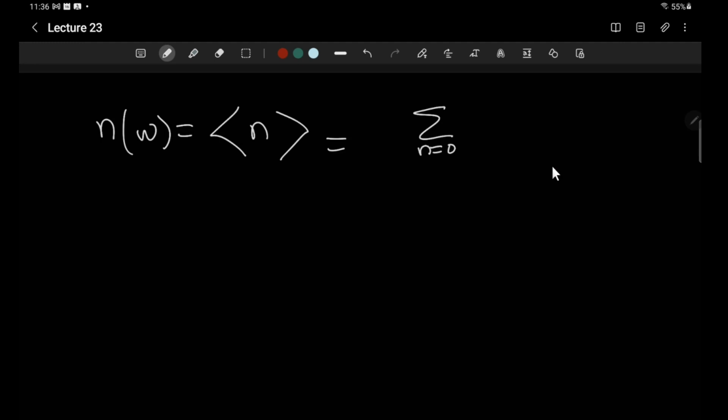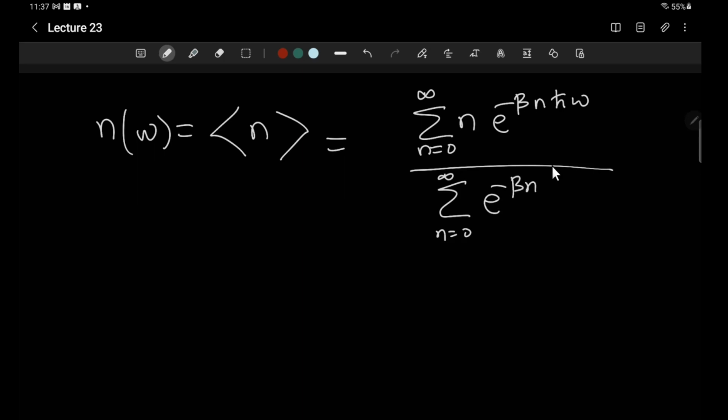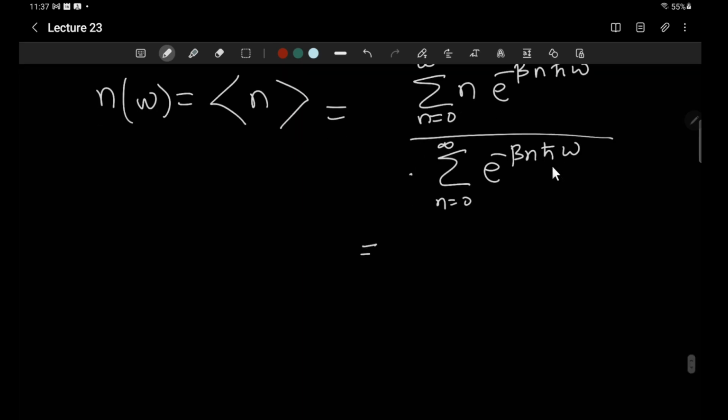We are in the canonical ensemble, so that will be a summation of n times e to the power minus beta times the energy. Omega is fixed, so if there are n phonons of frequency omega, the energy is n h bar omega. But you have to normalize it to get the probability. These are all geometric series: the denominator is a geometric series, and the other is the derivative of a geometric series. You can do this calculation, but I'll write this formula, an important one: 1 over e to the beta h cross omega minus 1.